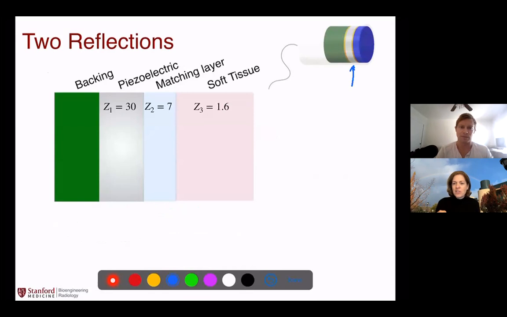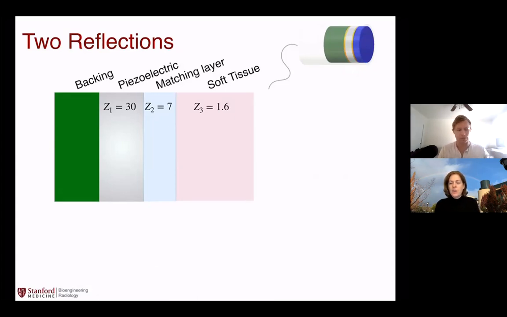If you want to skip this lecture and come back to it later, that's fine too. So we have our piezoelectric crystal, and then there are electrodes on either side. Those are the gold. On the front side, there's going to be a matching layer, and on the back side, there's going to be backing material. We'll talk more about why those are really important.